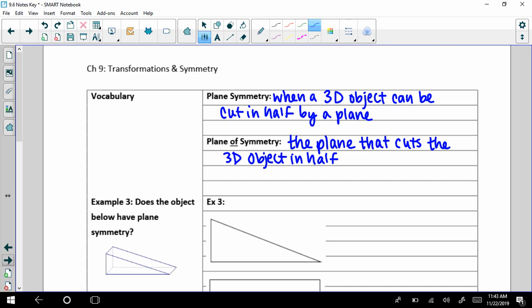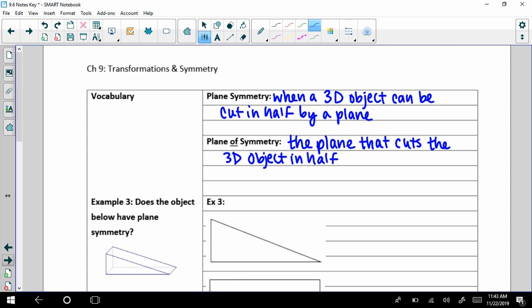Okay, so moving into plane symmetry. Plane symmetry is when we look at 3D objects, and if they can be cut in half by a plane. So instead of just a line, you have to slice them by a plane. It would be like taking a piece of paper and putting it down the middle of a pie.